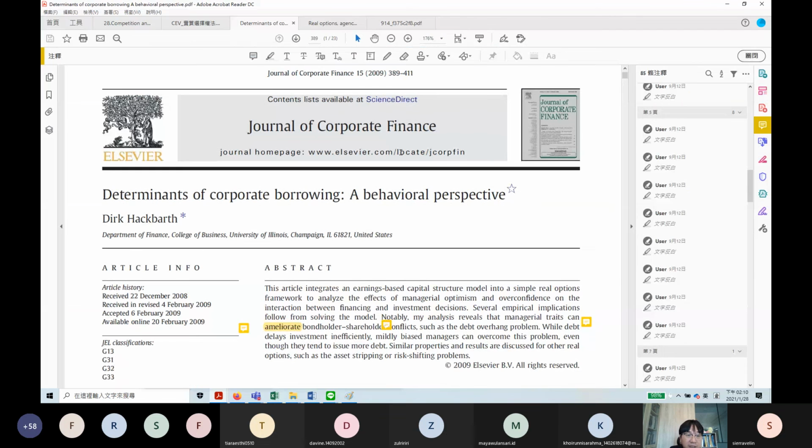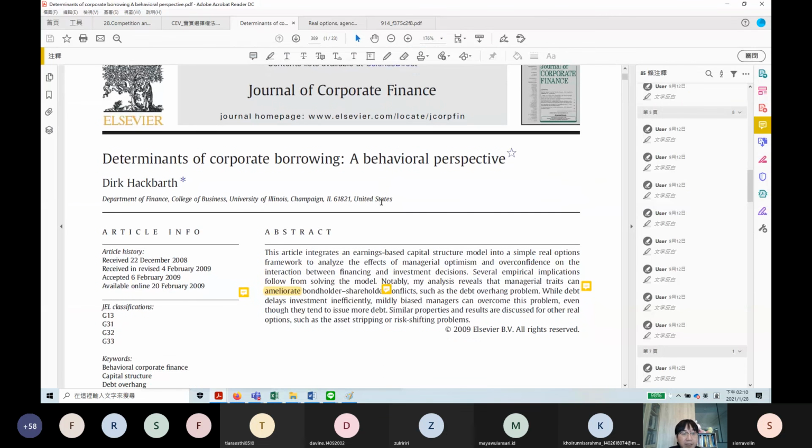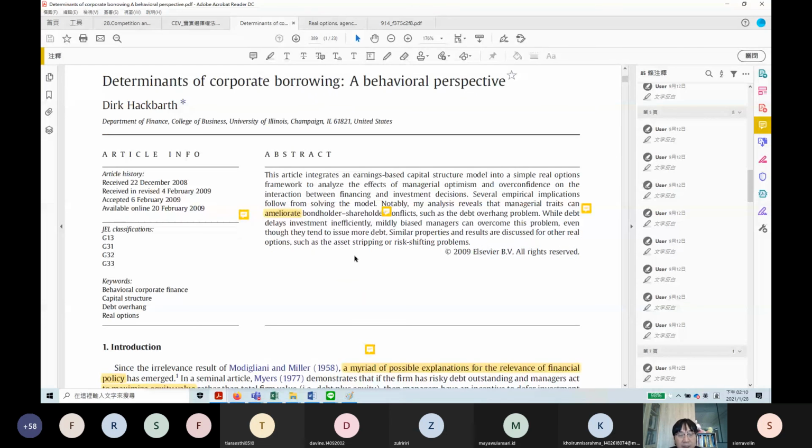This is the third paper. The third paper is also discussing capital structure, but it starts from a behavioral perspective. So they combine psychology, the psychology of managers.